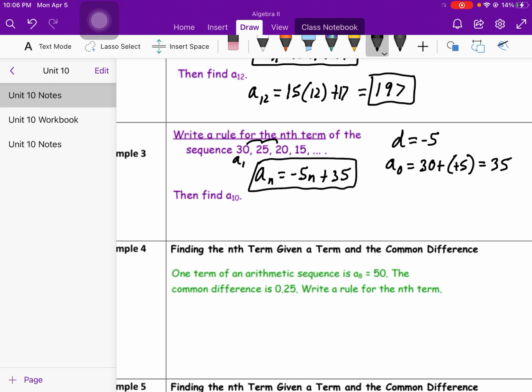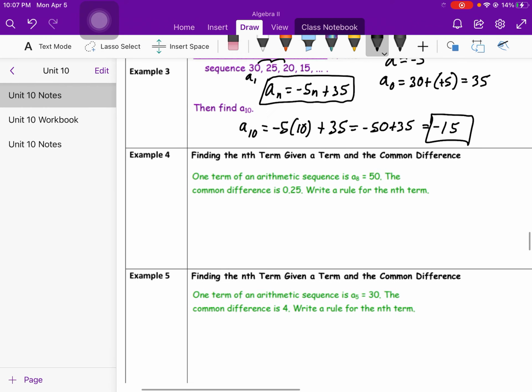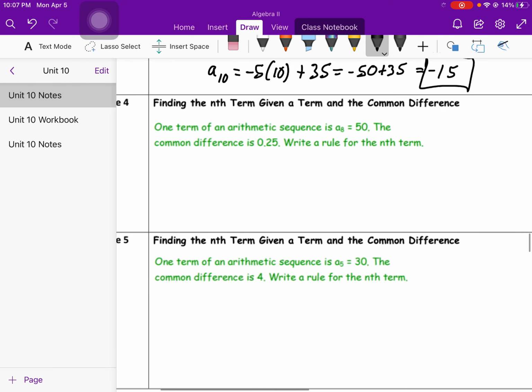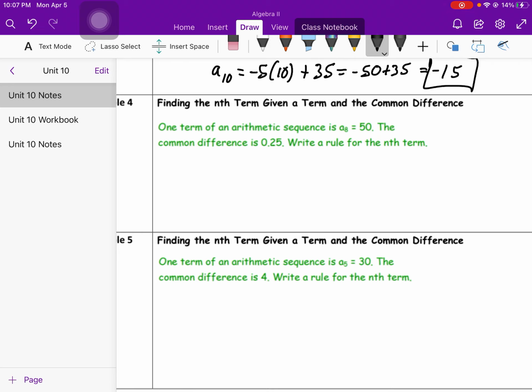And then for a of 10, plug in 10 in place of the n, you would get negative 50 plus 35, which is negative 15. Pretty straightforward for those ones. Now these are the ones where we need to do a little bit more work. We want to find the nth term given a term and a common difference.